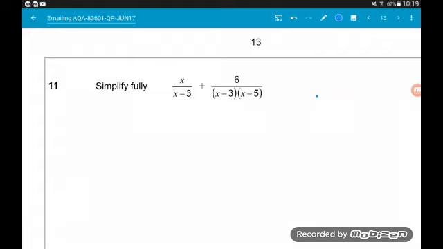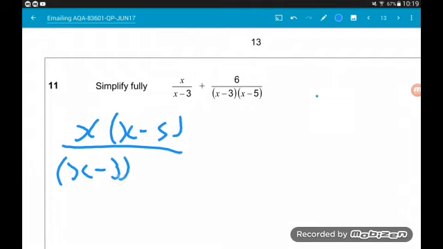Okay, question 11, we want to simplify fully x over x minus 3 plus 6 over x minus 3 times x minus 5. So to do this, we first of all need common denominators. So we need to turn x minus 3 into x minus 3 times x minus 5. To do that, we multiply the top and bottom by x minus 5. So we get x times x minus 5 over x minus 3 times x minus 5 plus 6 over x minus 3 times x minus 5.